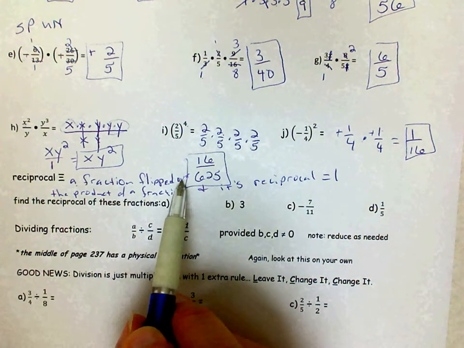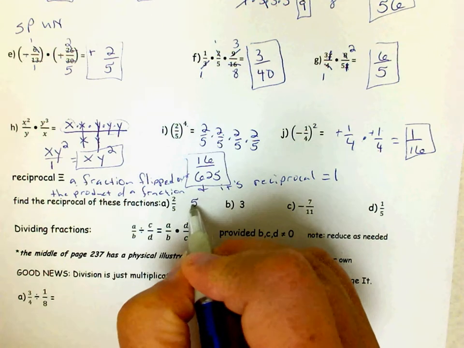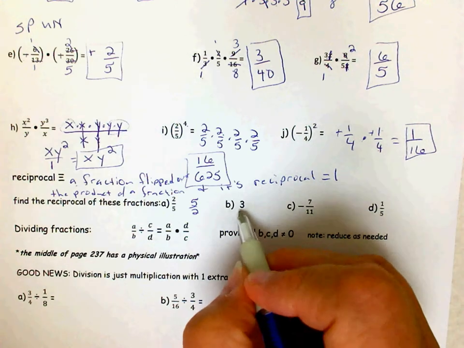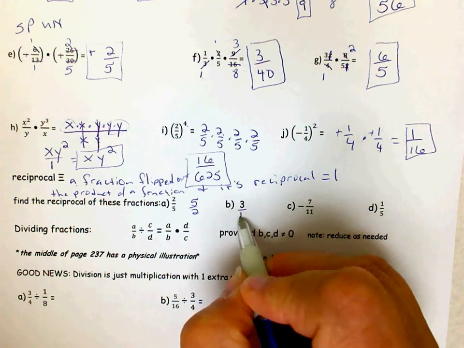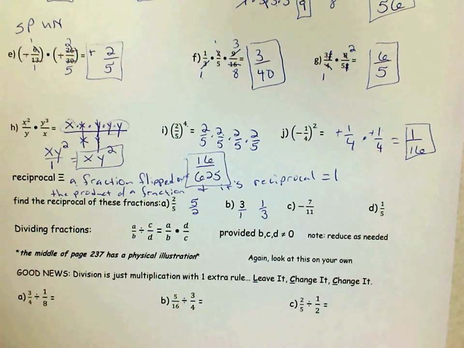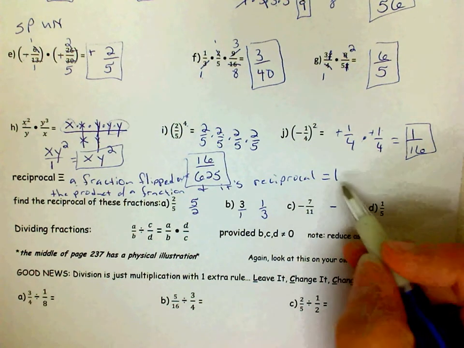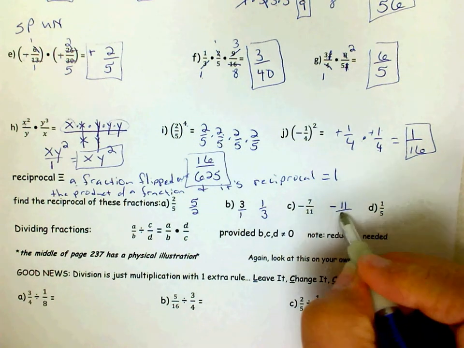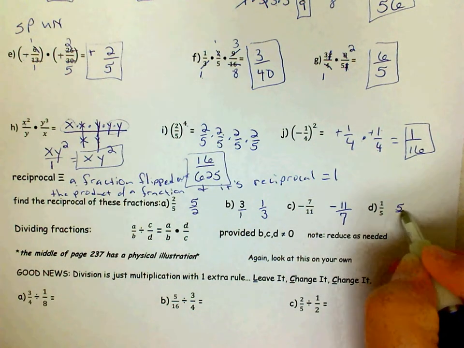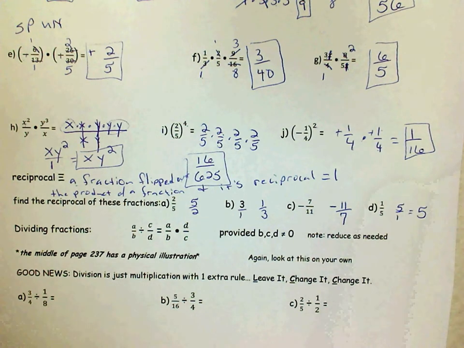So find the reciprocal of these fractions. So that would be 5 over 2, and don't put in equals because that's not true. Now, remember, a whole number is a fraction over 1, so its reciprocal would just be 3 over 1. And then here, just keep your negative out front or put it up top. 11 over 7, negative 11 over 7. And then here, 5 over 1, but a fraction over 1 is the same thing as just a whole number.